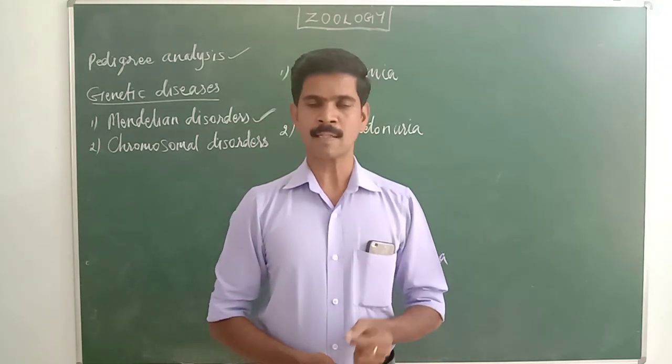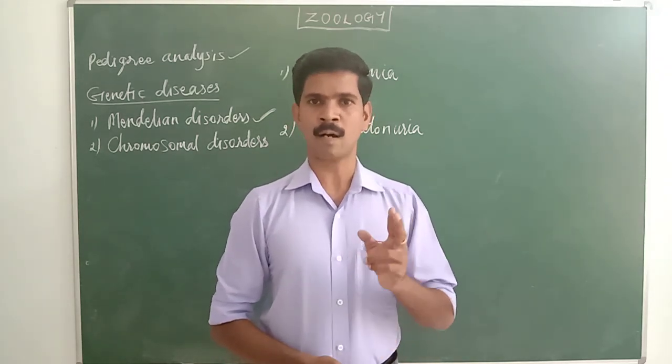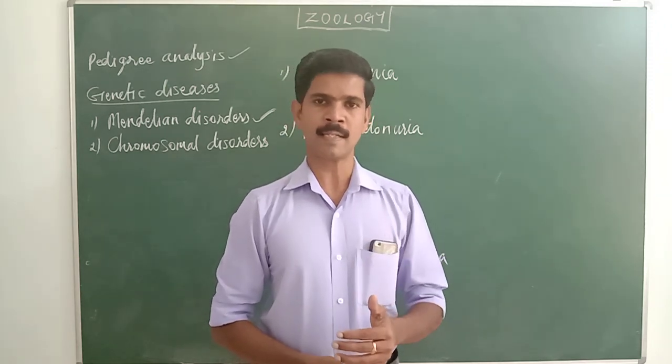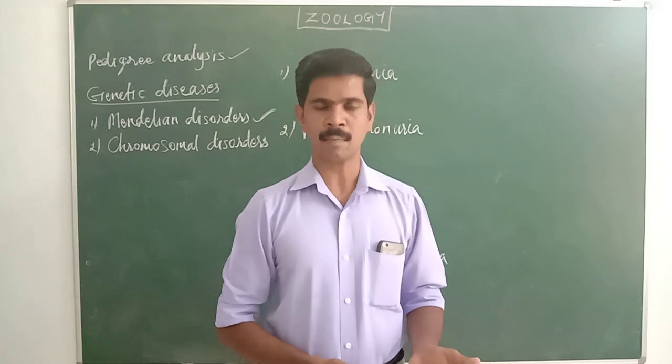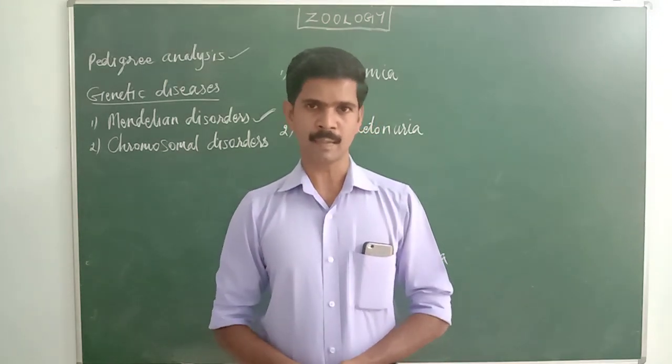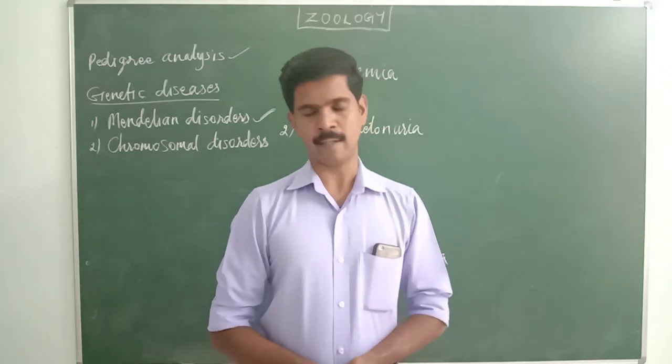And this thalassemia is classified into 2 major types: alpha thalassemia and beta thalassemia. If the alpha polypeptide chain is affected, it leads to alpha thalassemia. If the beta chain is affected, it leads to beta thalassemia. Hope you understood that.